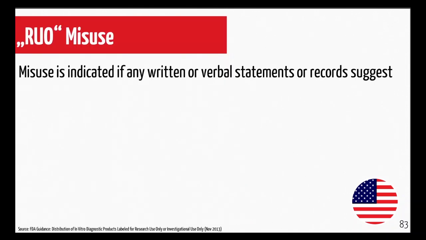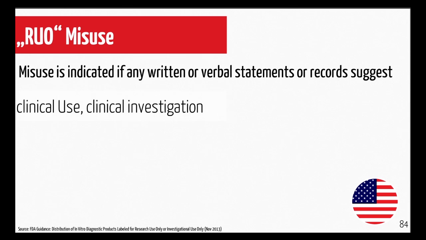What is a misuse scenario of research use only? Misuse is indicated if any written or verbal statements or records suggest that the products are for clinical use or for clinical investigation. And that is critical because that is easily stated at a congress, for instance. So take care what you say and what you write.